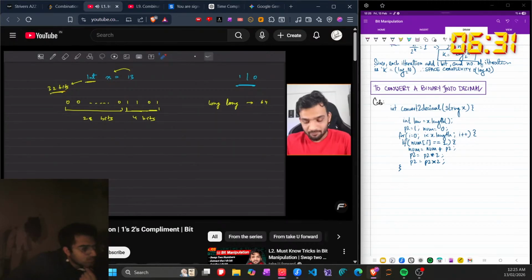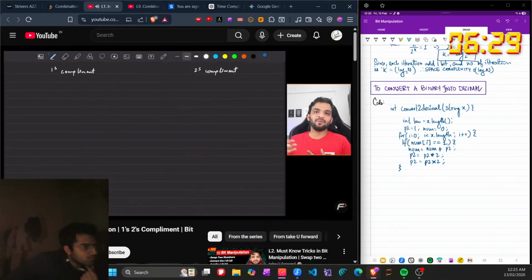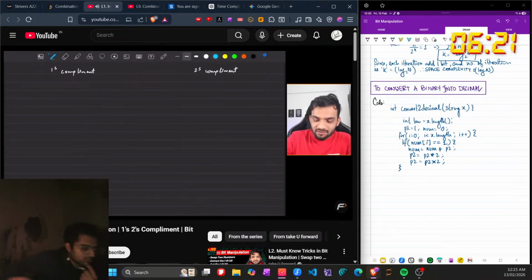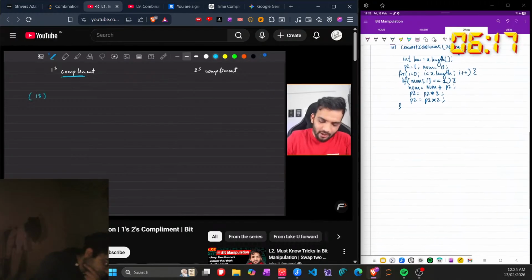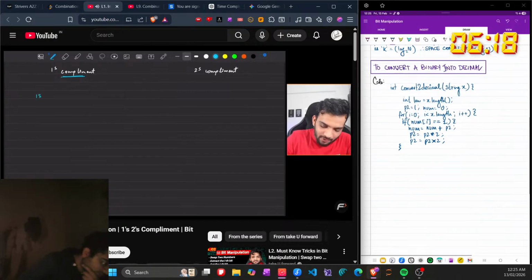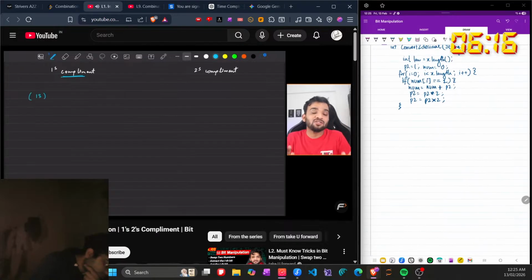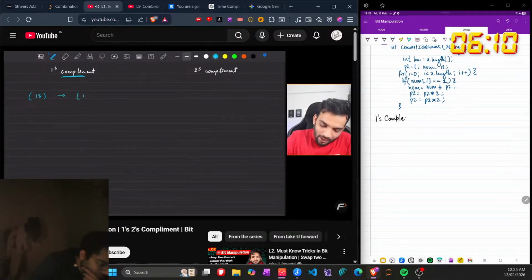So before getting into the bitwise operators and the problems, we'll be learning about two more concepts. Again, it won't be required in problem solving, but it is just good to know. The first one is ones complement. Imagine I give you a number 13 and I ask you, hey, what is the ones complement of 13? So what you do is, you basically write it in terms of binary.